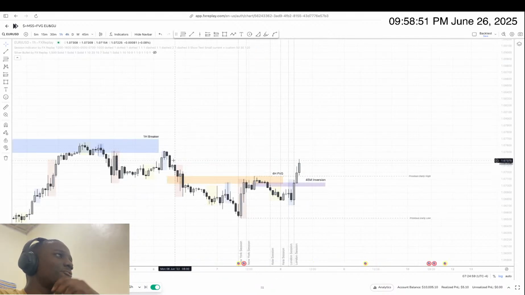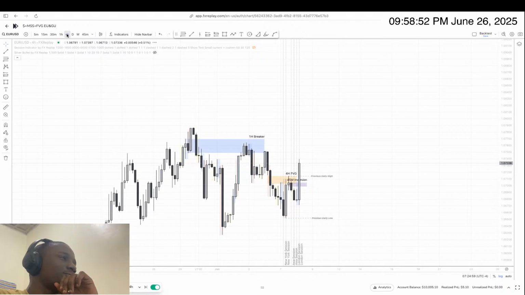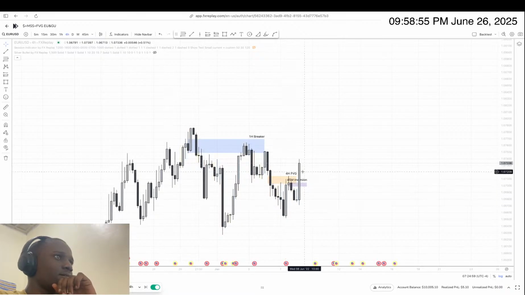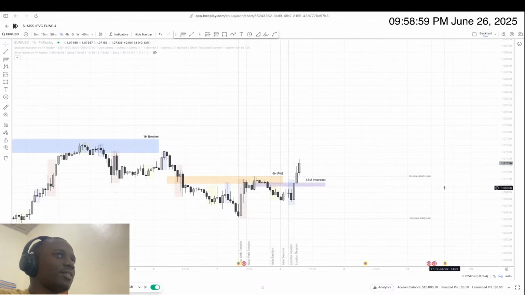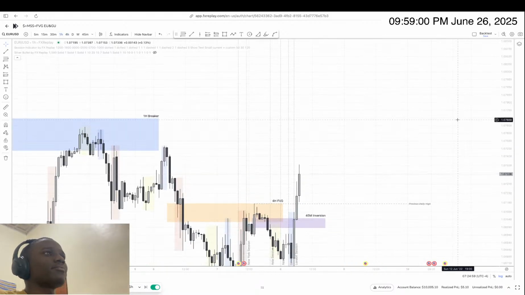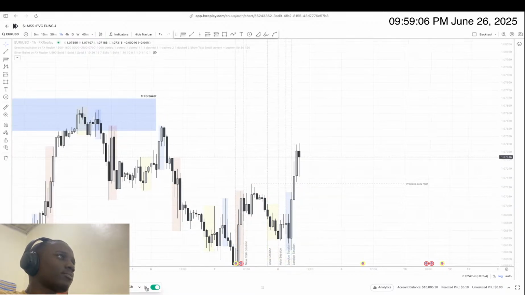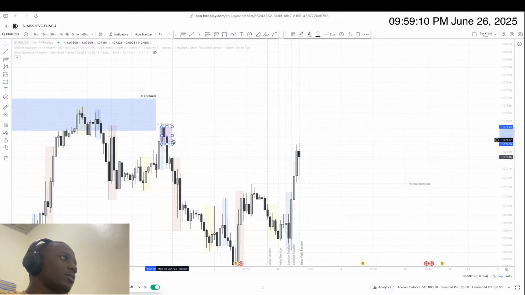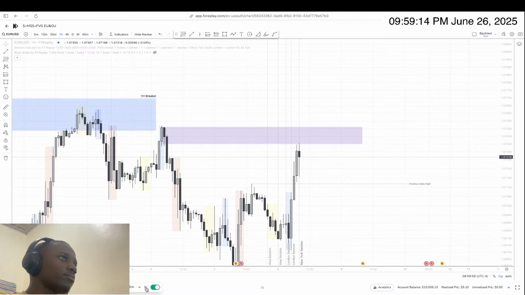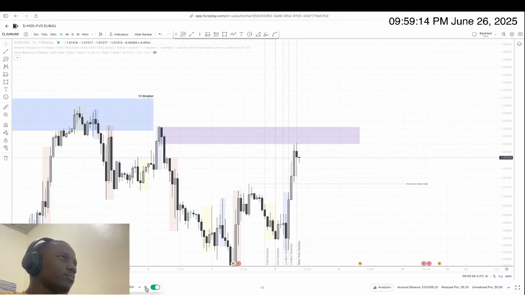Okay, let's see if we react at least to the 4 hour, this 4 hour block. So far we are 5, which means we can still find a trade in the session. Okay, we're in this order block right here from the 1 hour. I'd like to see a sweep inside here.